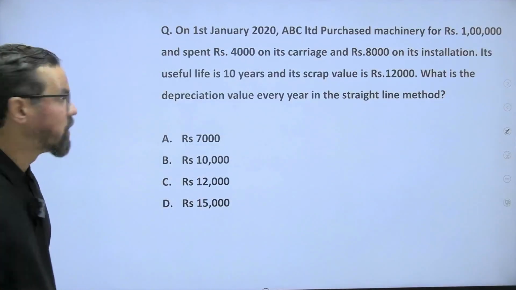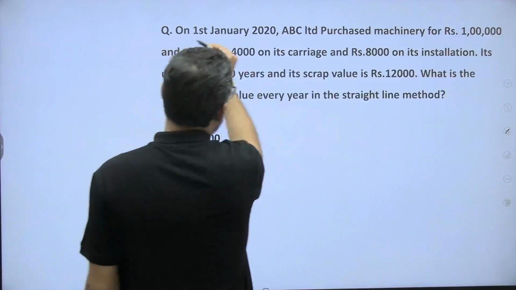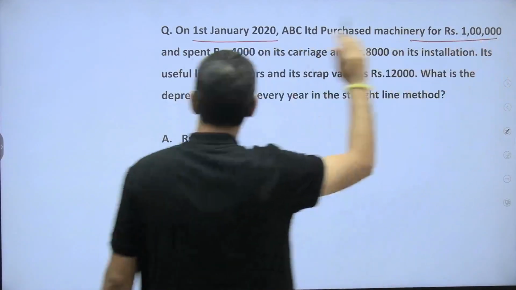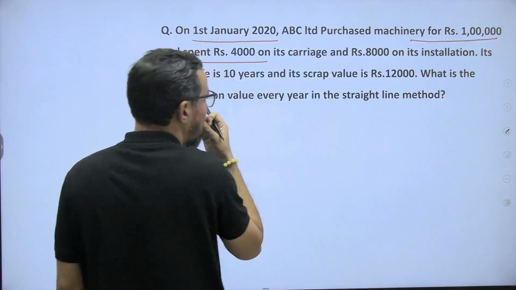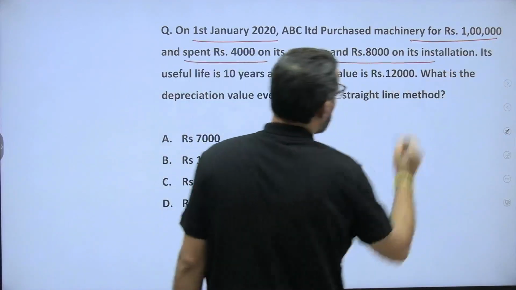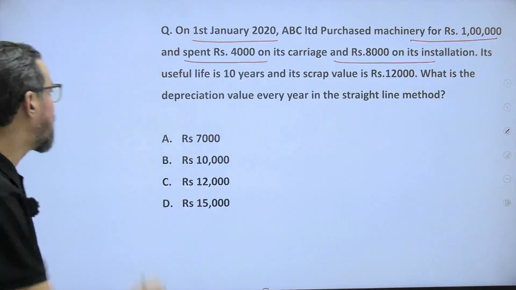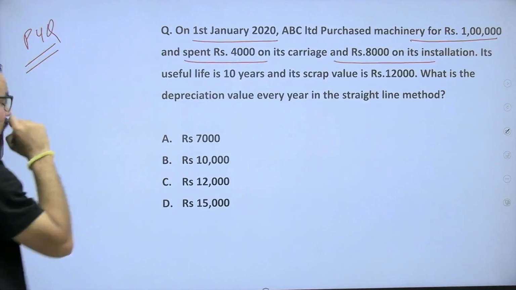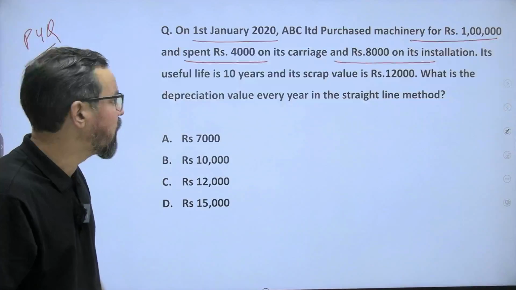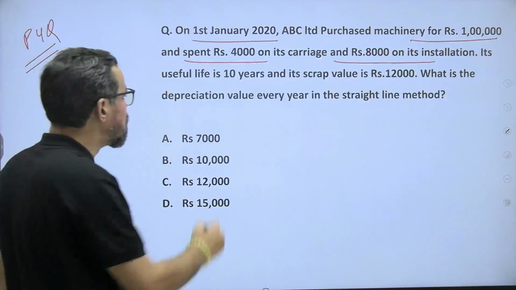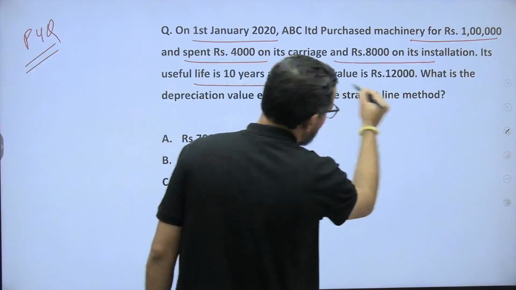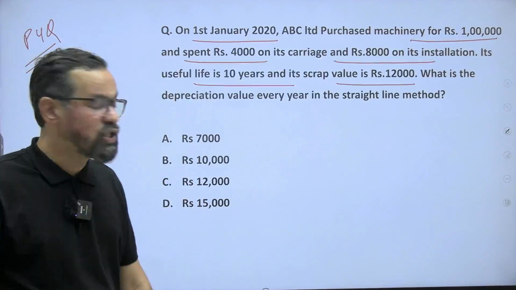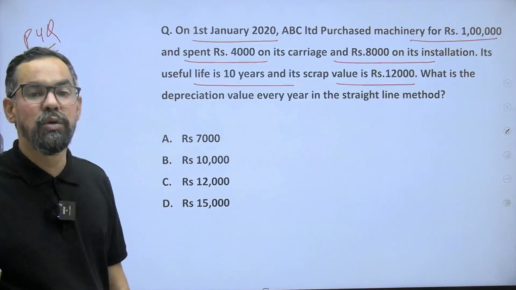One another question, guys. On January 1st, 2020, ABC purchased machinery worth rupees 1 lakh, and spent 4,000 on carriage and 8,000 on its installation. This was a PYQ. It is a PYQ question, asked in 2023 or somewhere. Its useful life is 10 years, scrap value is 12,000. So what is the depreciation value every year by using the straight line method?